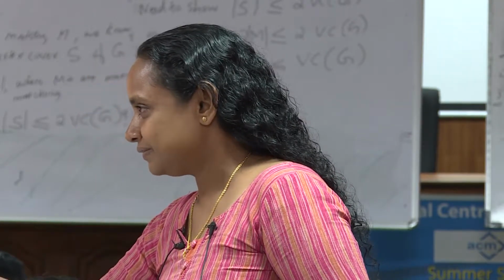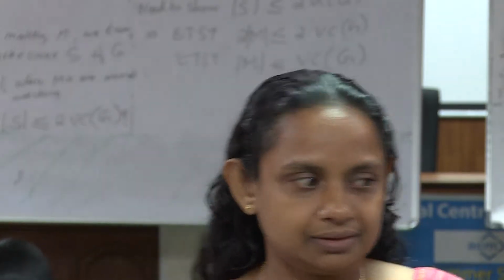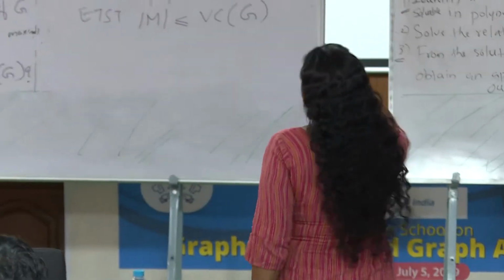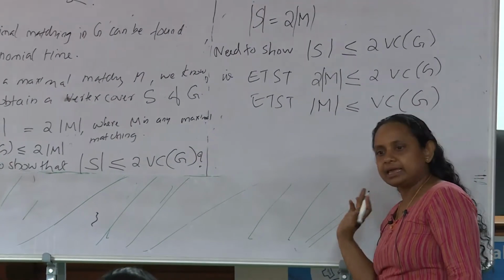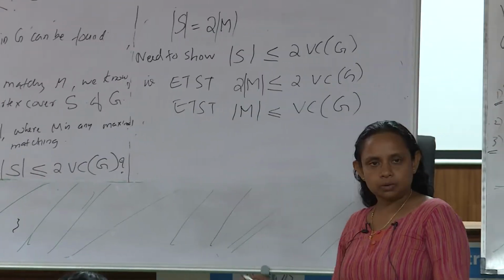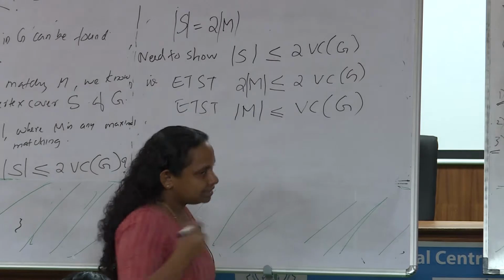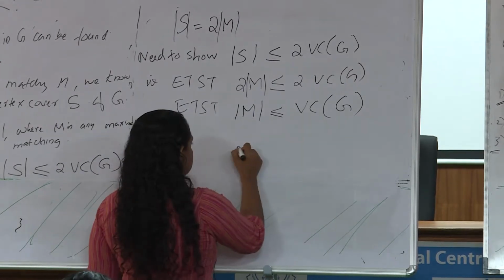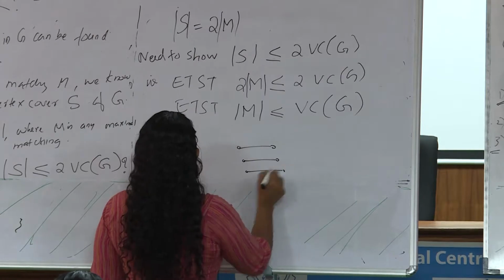You see it, no? That's enough. In M, we are taking independent edges. So, at least those many vertices are needed. Yes. Correct. So see, it need not be even a maximal matching or anything. Take any matching. No need to consider any of it. Let M be any matching, right? It means it's a set of independent edges.